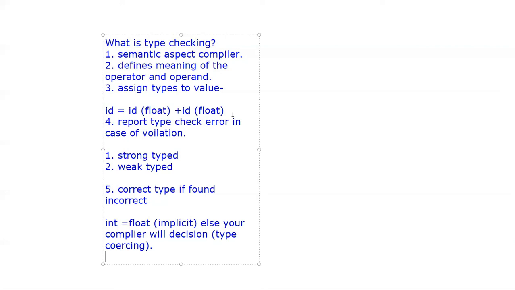Now, the fifth responsibility of the type checking part is the correct type, but if it is found incorrect, right? Like you're storing float into the integer, float is of 4 byte, integer is of 2 byte. Then your compiler will do implicit conversion. This is called type coercion. The decision will be taken by the compiler about what part of the 4 byte will be stored into the 2 byte, right? So some value will be lost and some value will be stored into the integer identifier.